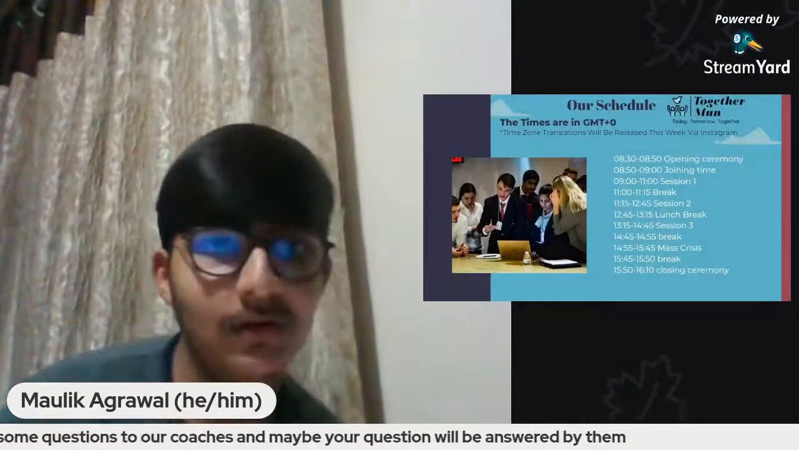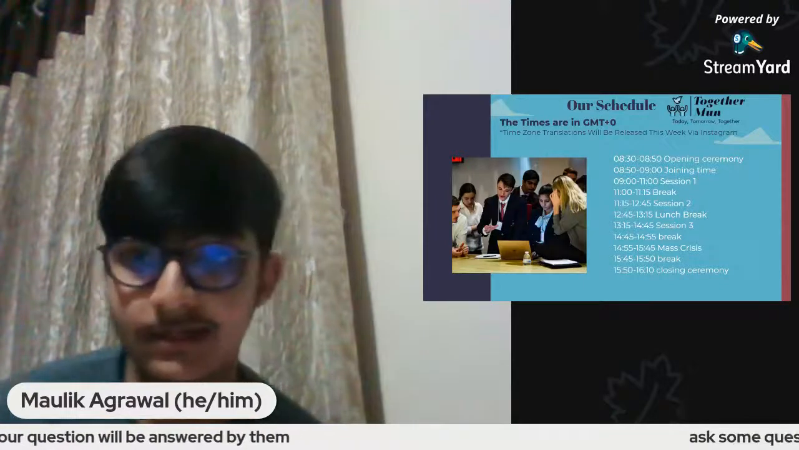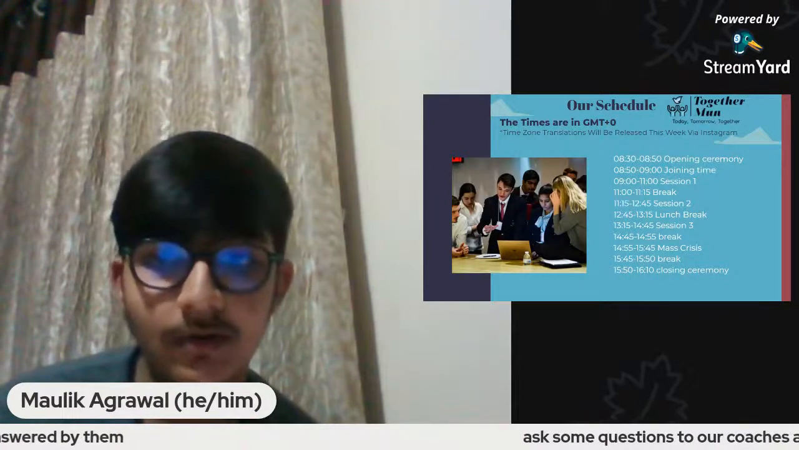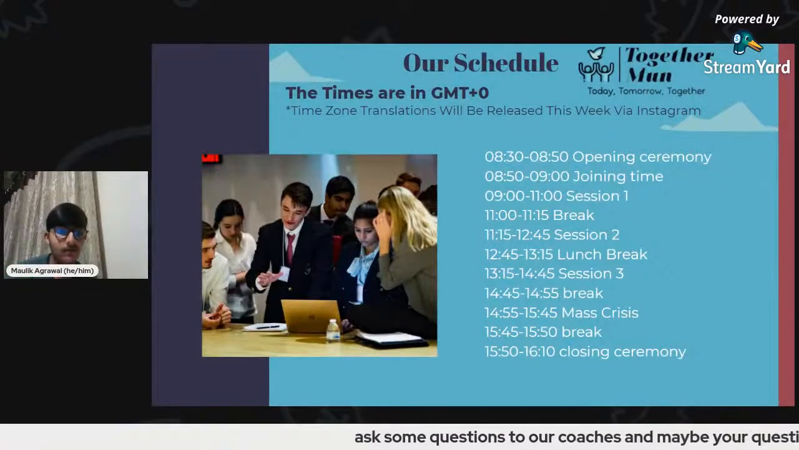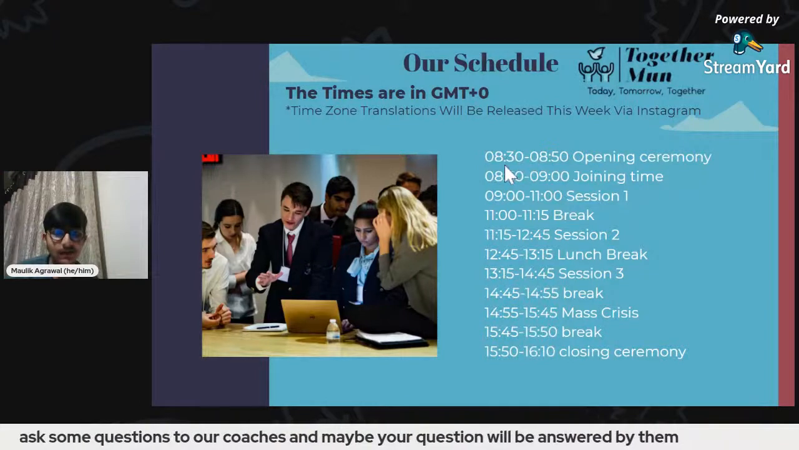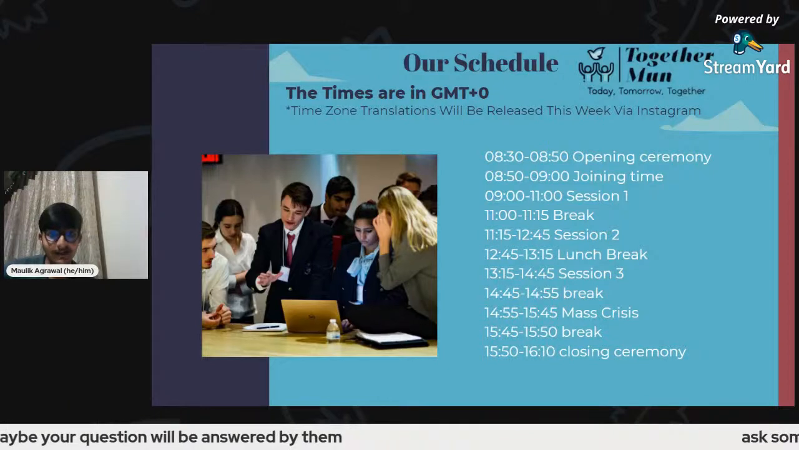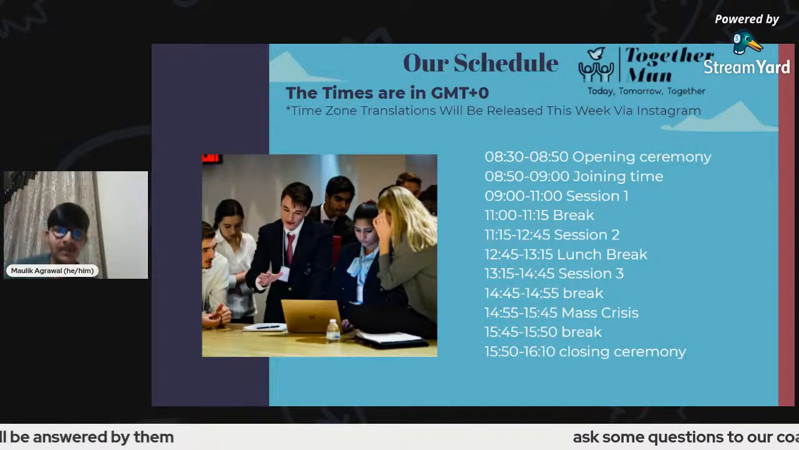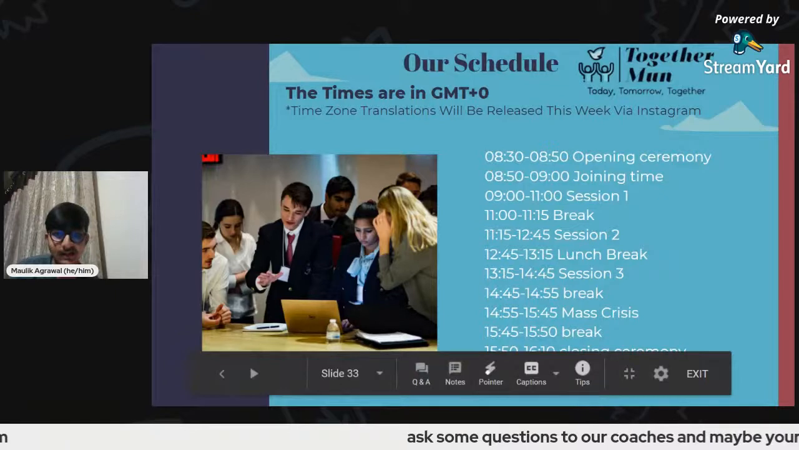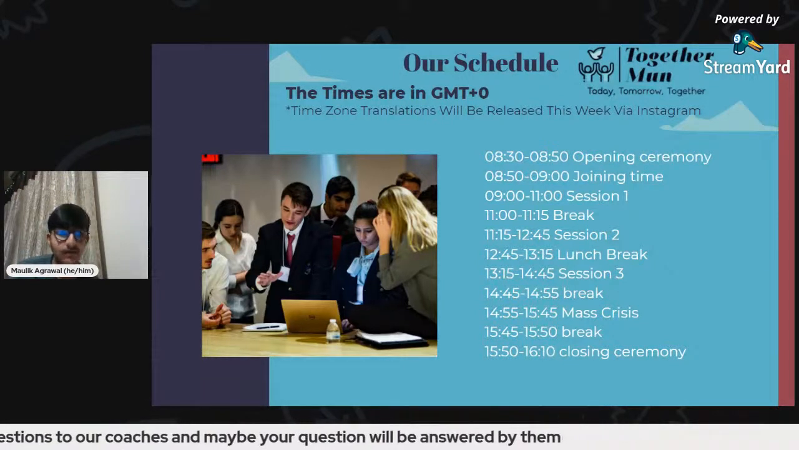All right. So, this is the schedule, which is going to be out on our page probably tonight or tomorrow morning, as per our media's calendar, and it runs from 8:30 a.m. GMT plus zero to 16:10 p.m. The mass crisis and the closing and opening are optional events which would stream live on YouTube as we are doing now.